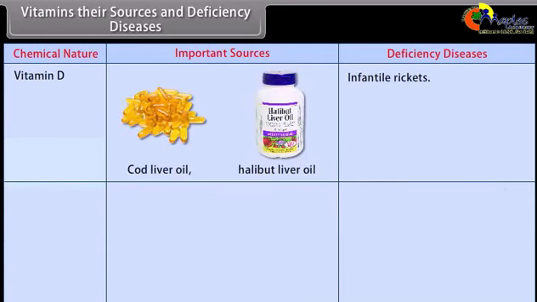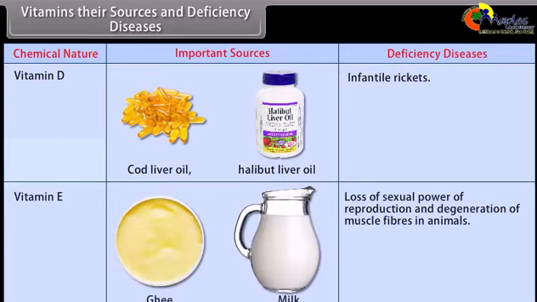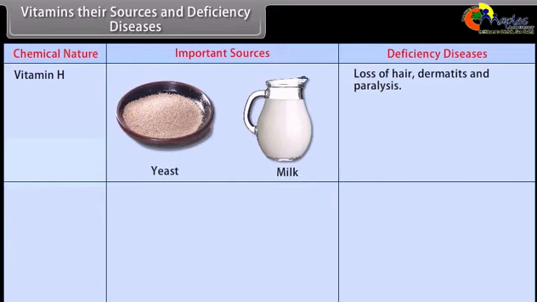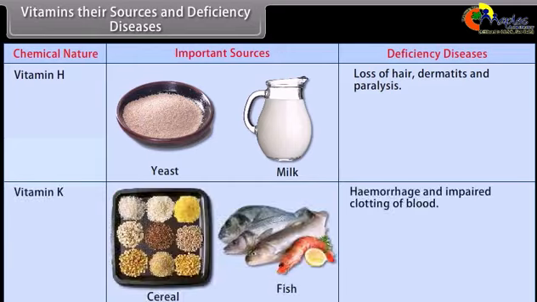Vitamin D is soluble in fats and oils, but insoluble in water. It is stable towards heat and oxidation. Vitamin E is soluble in fats and oils, but insoluble in water. It is stable to heat and oxidation. Vitamin H is neither soluble in fat nor in water. Vitamin K is soluble in fats but insoluble in water. It is stable to heat and oxidation.